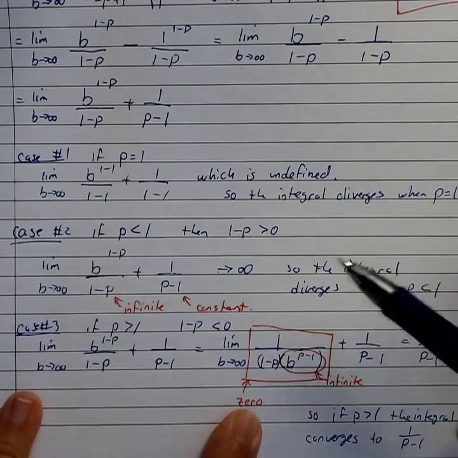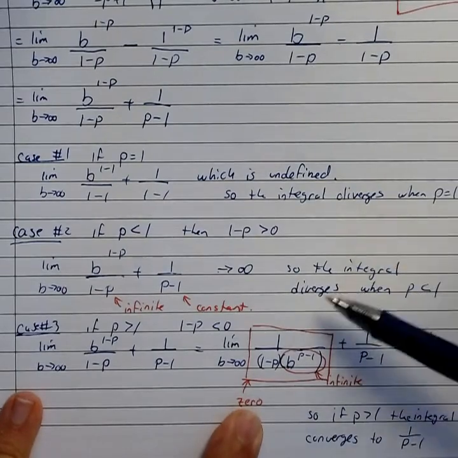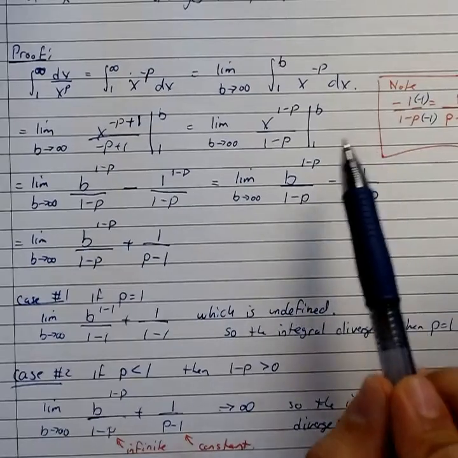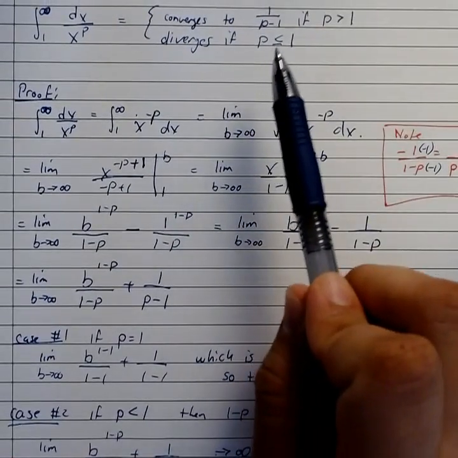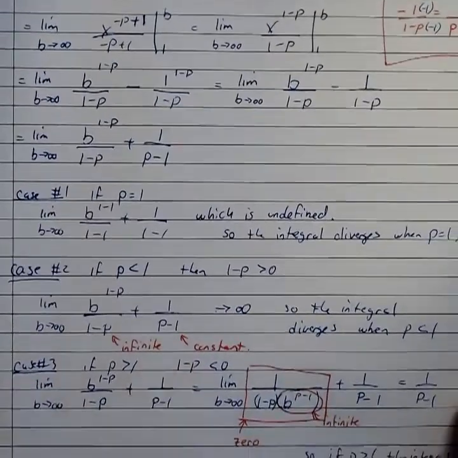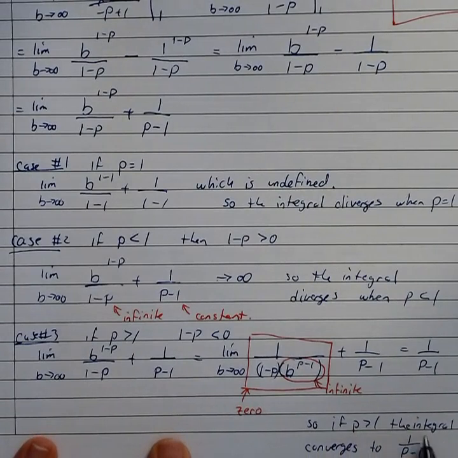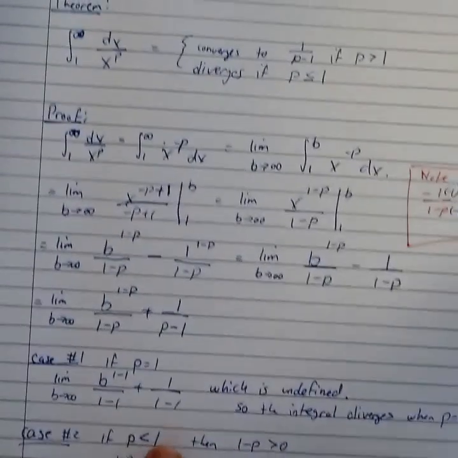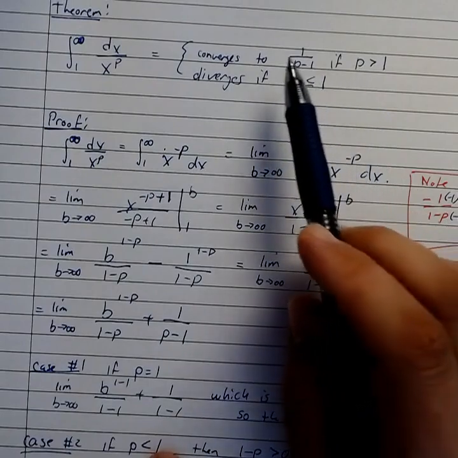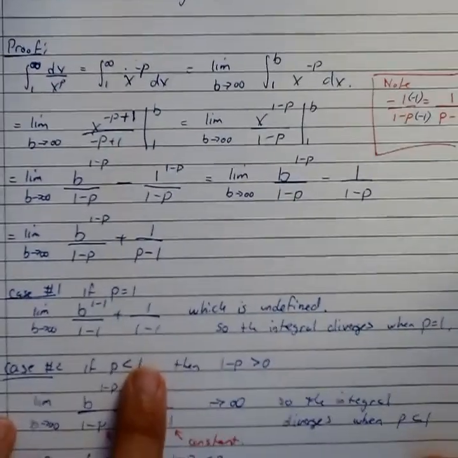Okay, so there's three possibilities. If p is equal to 1, or if p is less than 1, well, then the whole thing diverges. Oh, if p is less than or equal to 1, the whole thing diverges. But if it turns out that p is greater than 1, then the integral converges. And not only does it converge, we know it converges to 1 over p minus 1. Okay, so if p is greater than 1, then the whole integral converges to 1 over p minus 1. And that proves our result.